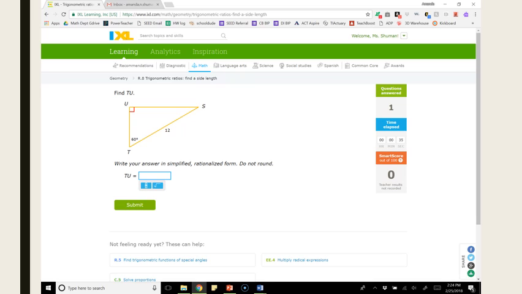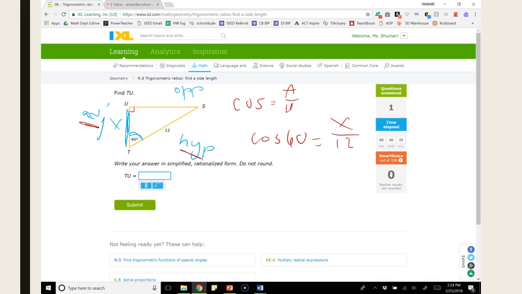All right, one more just so that we've got things clarified. They want us to find TU. So TU is this one here. I'm going to label that as X. So if this is our angle, this would be my opposite, this is my hypotenuse, and this is my adjacent. So the two sides that I need are the hypotenuse and the adjacent. I've got to figure out which trig function is going to use those two sides, and that one is cosine. So I'm going to write cosine is adjacent over hypotenuse. So cosine of 60 is x over 12.